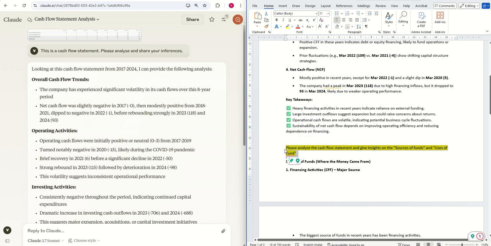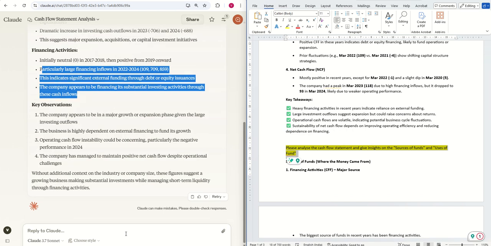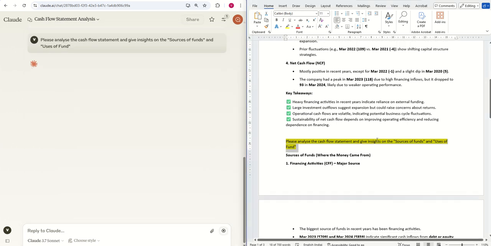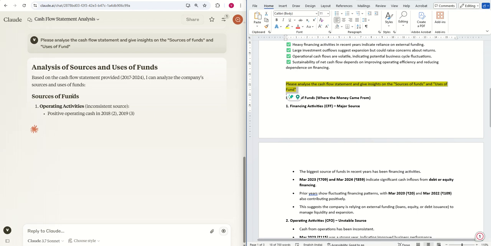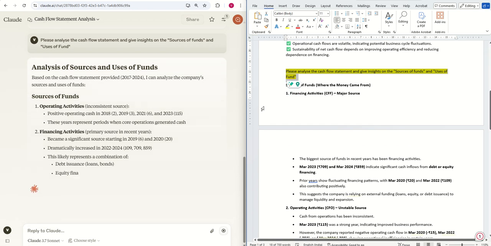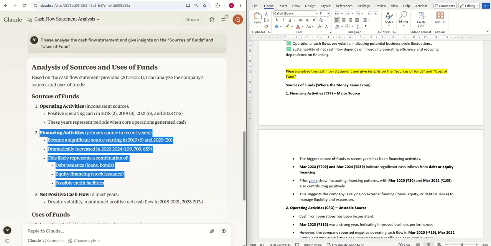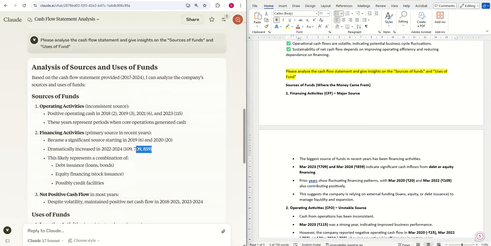Please analyze cash flow and give the sources and uses of funds. So, sources of funds. Here also you can find that it talks about financing activities. Here too we have the financing activities, where that 709,859 crores and all comes. So that is clearly pointed out here.